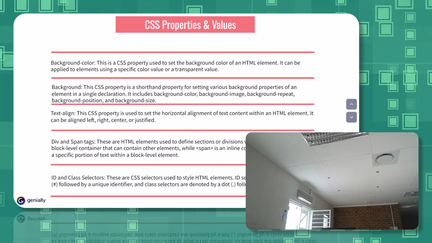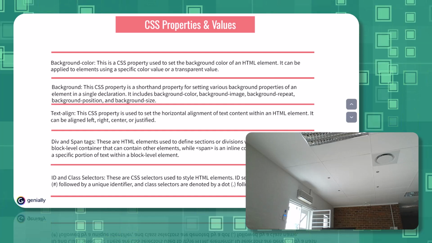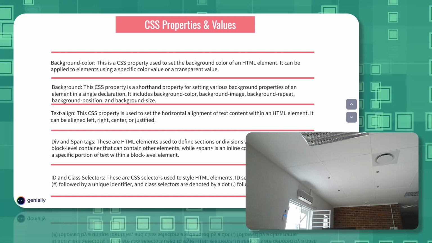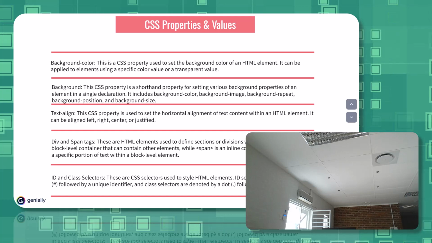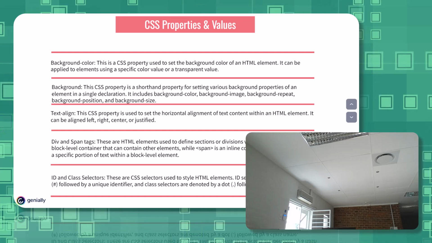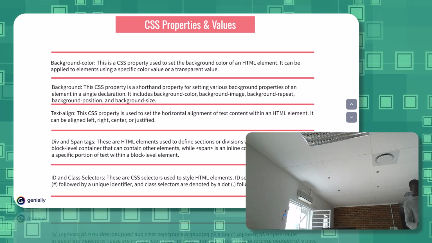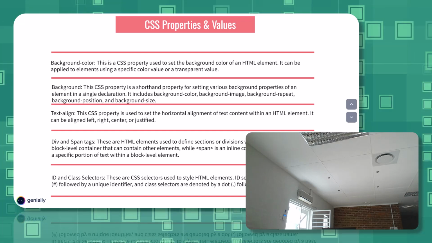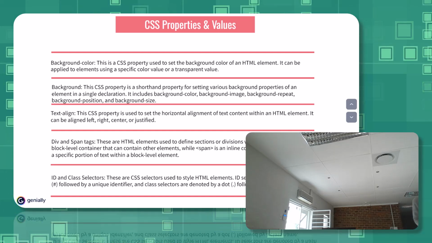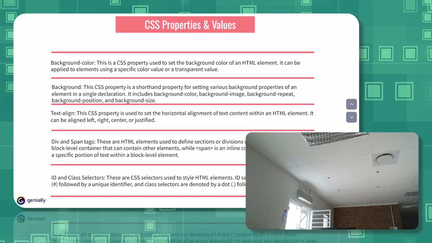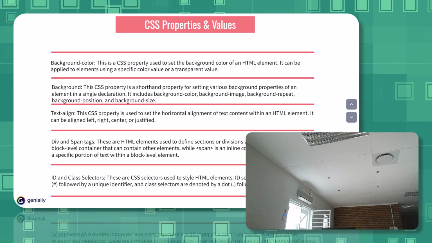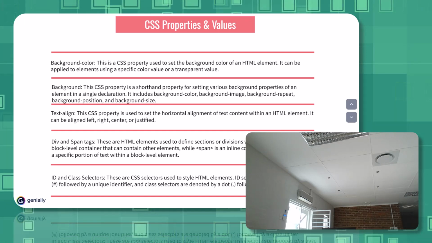You understand? Yes. So, let's just forget about CSS for a minute, because right now we are stepping to the big boys. We have two tags there, which are div and span. These elements are HTML elements used to define sections or divisions within a web page. A div tag is a block level container that contains other elements, while span is an inline container often used for styling a specific portion of a text within a block level element.